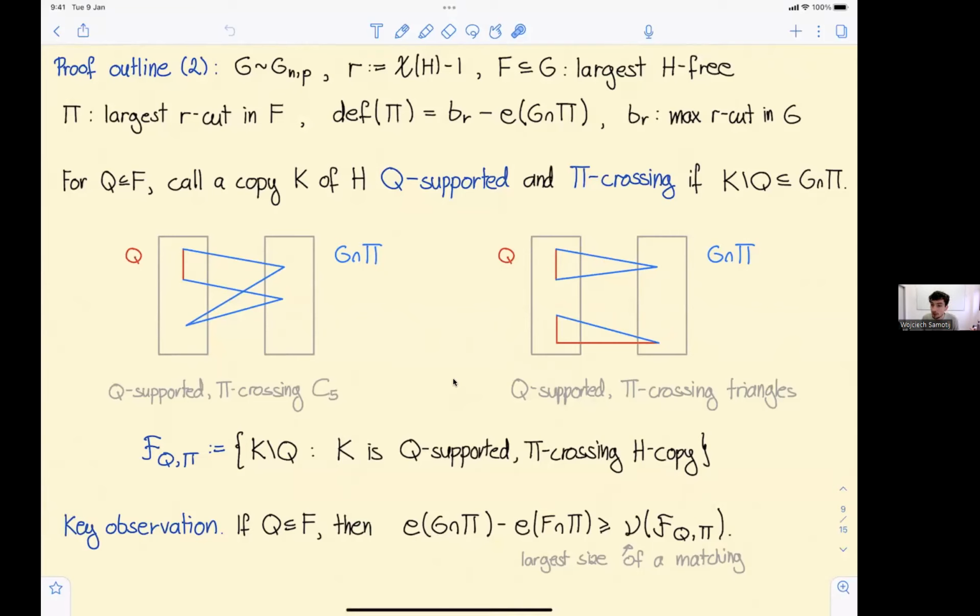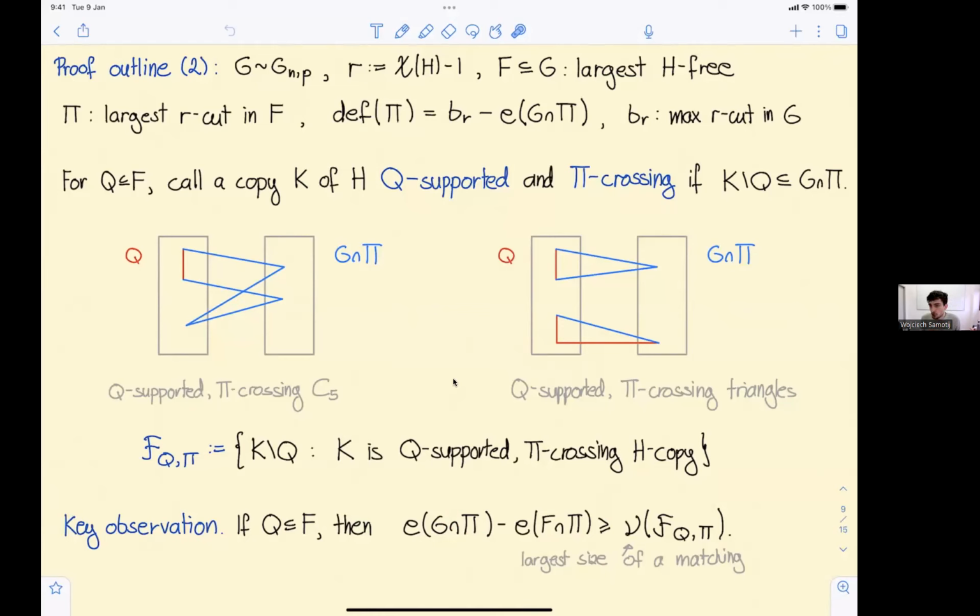edge in G. And the key observation is that since we assume that Q is a subgraph of F, we know that F contains the red edges. But F is also H-free, so it must avoid at least one of the blue edges. But all the blue edges cross the partition, and therefore this will contribute to the lower bound on the number of edges of G, but not in F, that cross the partition.